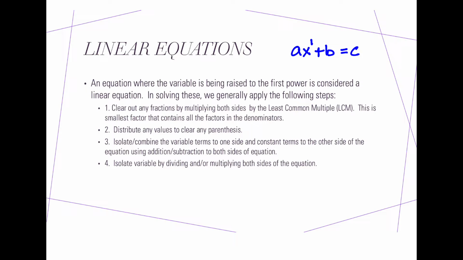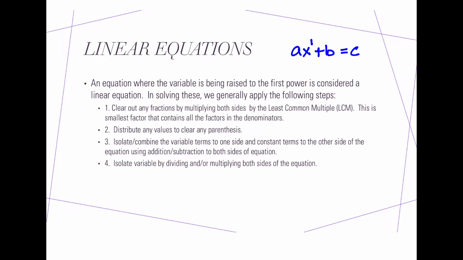But generally, we want to take the following steps as we approach this. Number one, if there are any fractions, so if a, b, or c are fractions, we want to look at all the denominators and figure out something that they would all multiply into. In other words, the least common multiple. This is the smallest factor that's going to contain all of the factors that are present in my denominators. And we're going to multiply both sides of the equation by whatever that LCM value is to clear out any fractions.